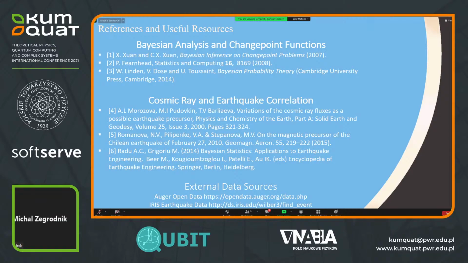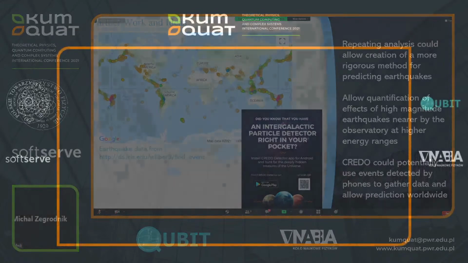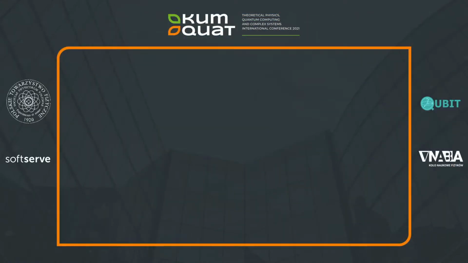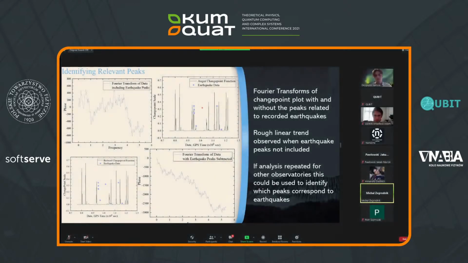So you have shown that your data shows a correlation between those two events, I mean cosmic rays and earthquakes. So is there any idea of what is the mechanism of interaction here, of the connection between those two seemingly very different events?